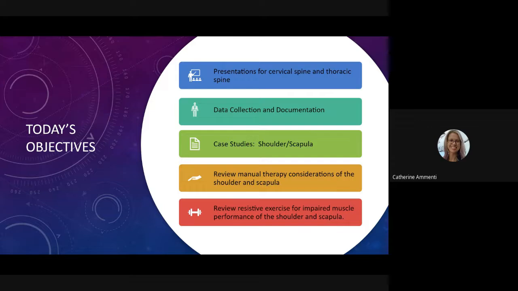In that next class, we will also review case studies that are found in the PDF for this presentation. And then we'll get to the fun stuff, which is lab. In lab, we will be doing palpation and reviewing all these exercises and discussing how to progress and regress these exercises.